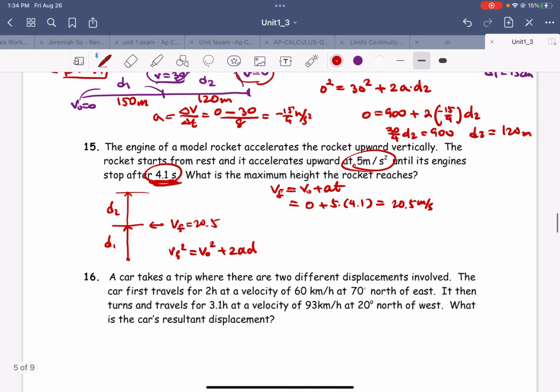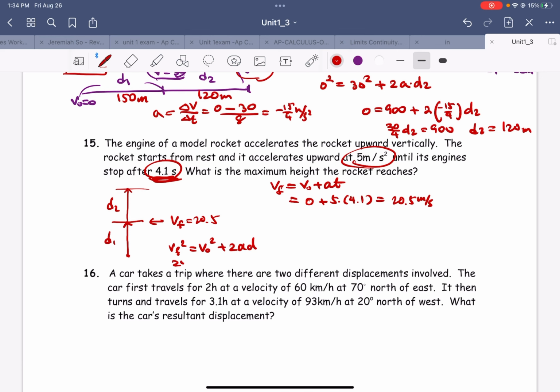So you can find D1. You can say 20.5 squared equals initial 0 plus 2 times a, which is 5, times D1. So you can find the value: 20.5 squared divided by 10. So I got 42.025. Okay, so that's what we found for D1.